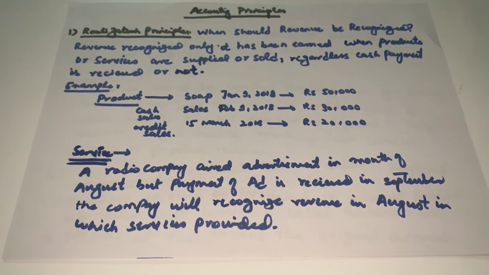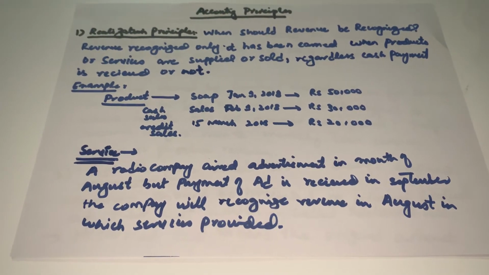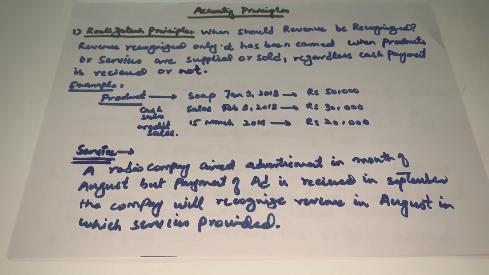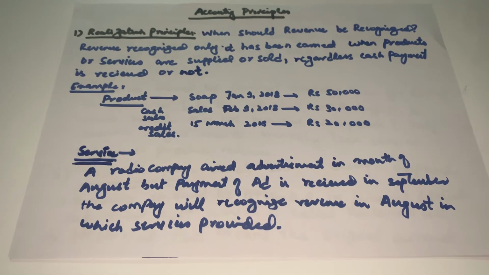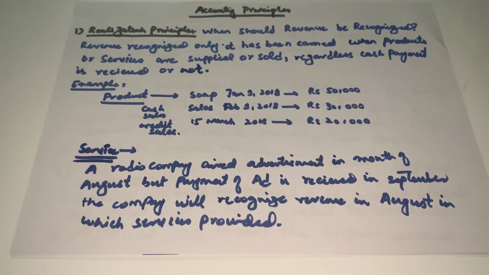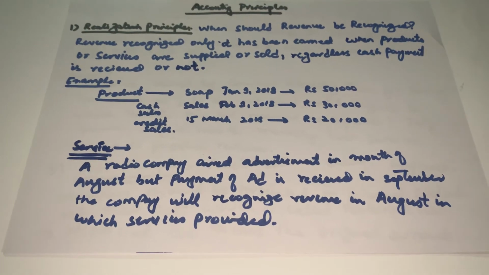So you will record that amount in your income statement or in your books of accounts on February 1 and March 15, regardless of whether you received the cash payment or not. But once you have provided the product, you will have to record that revenue in your books of account.